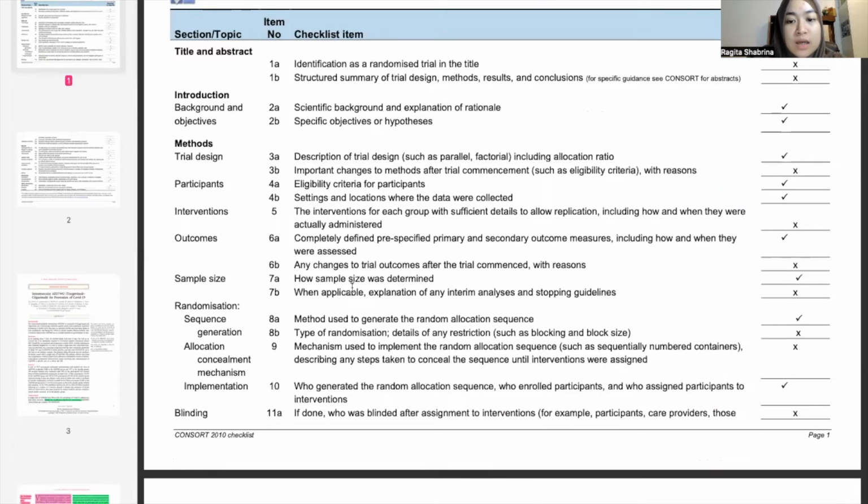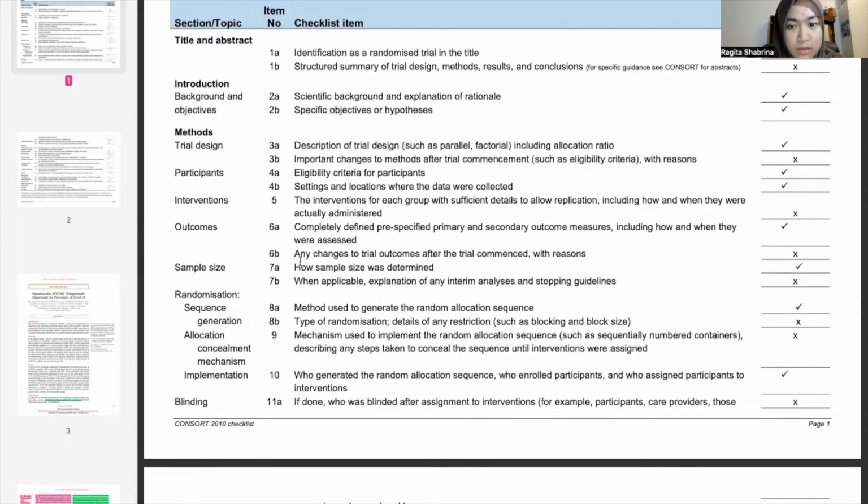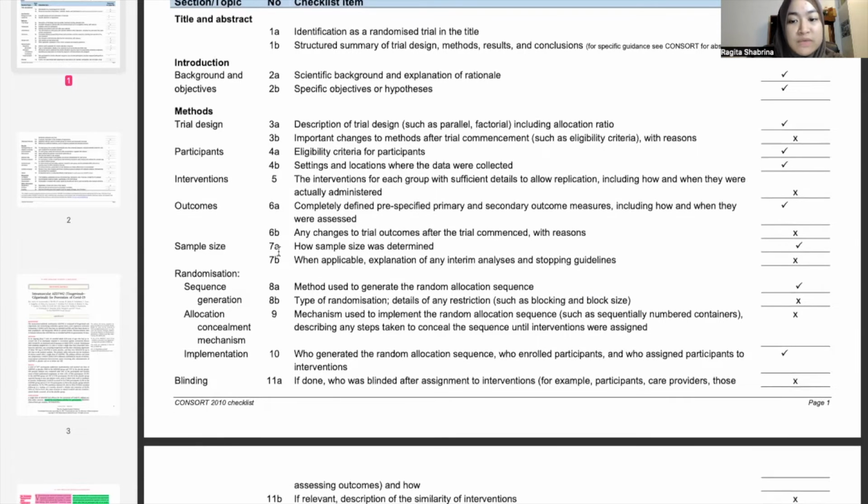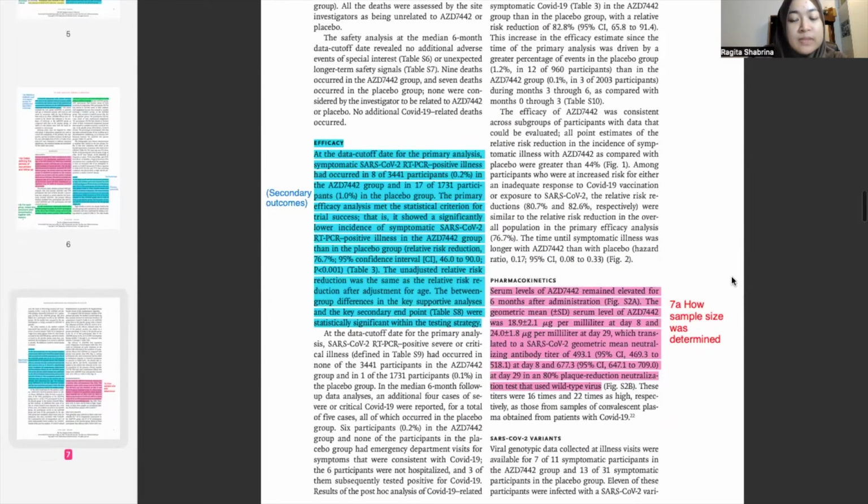Next, we move to 6B. There is no item in the article, so we move to 7A. This is how sample size was determined. In 7A of this article, as you can see in the purple highlight, serum levels of AZP7442 remained elevated for 6 months after administration, as measured by neutralization tests that use wild-type virus.